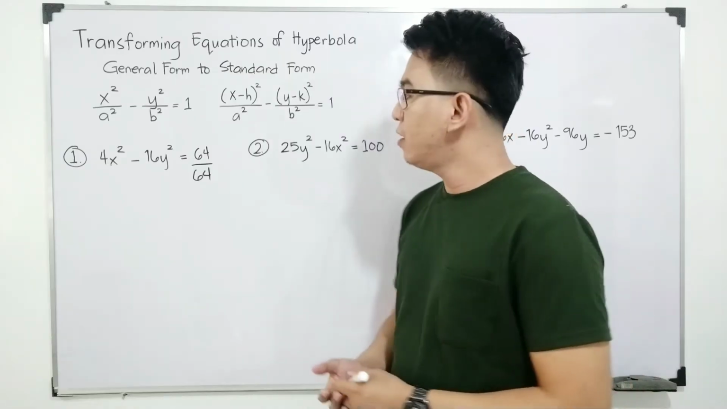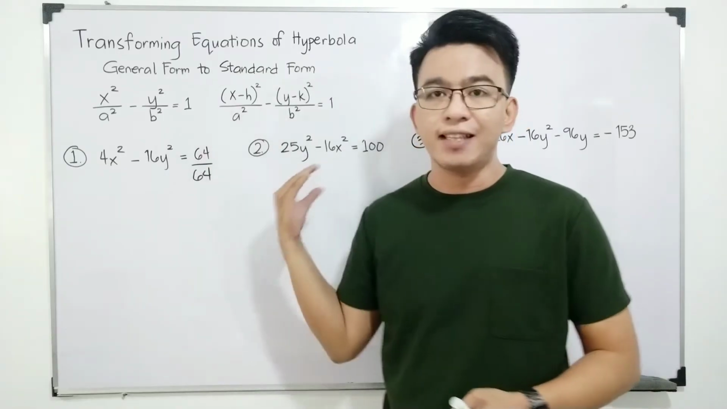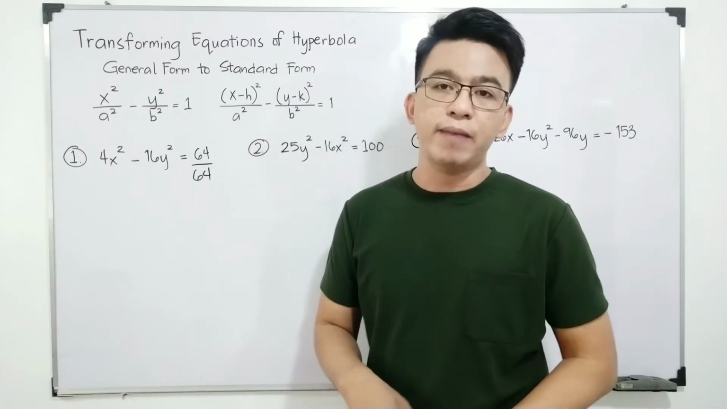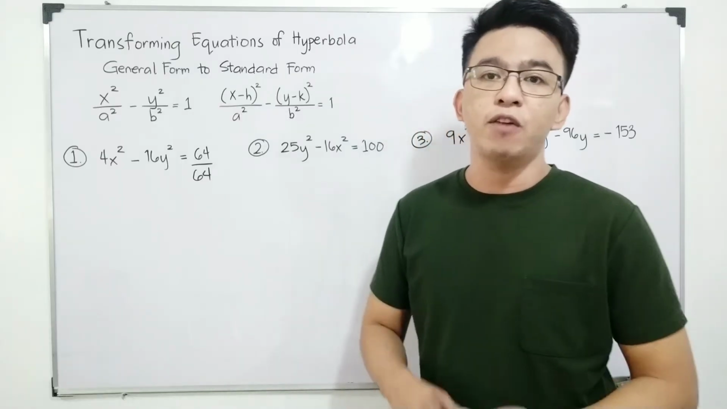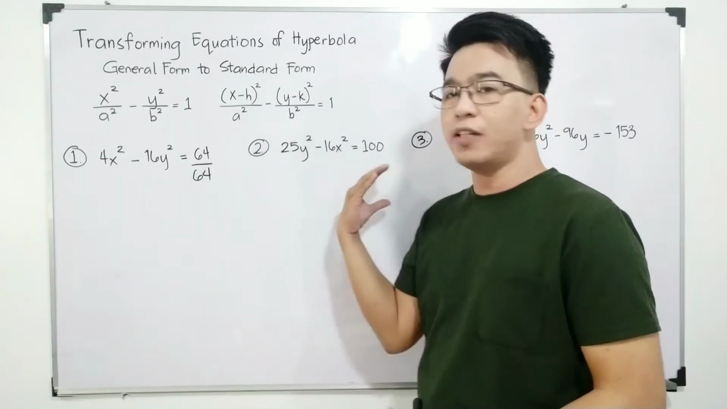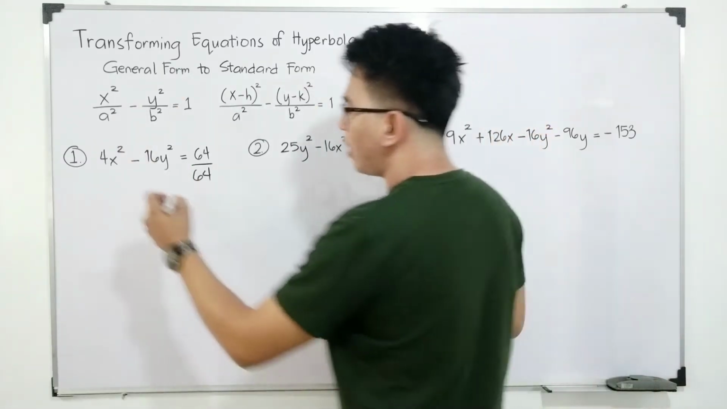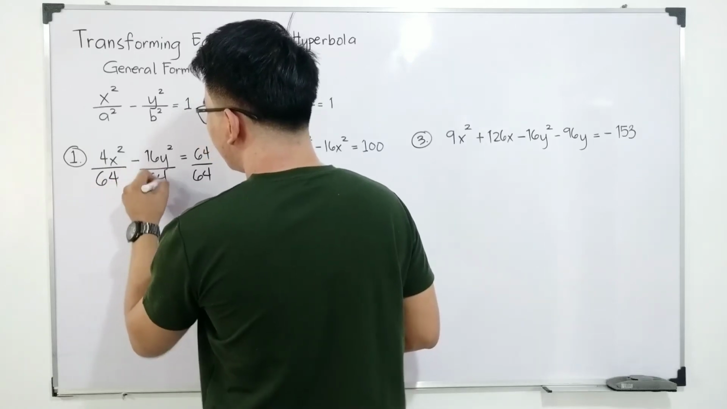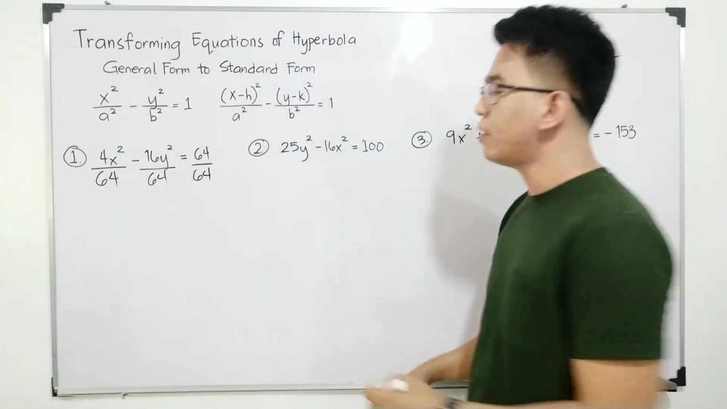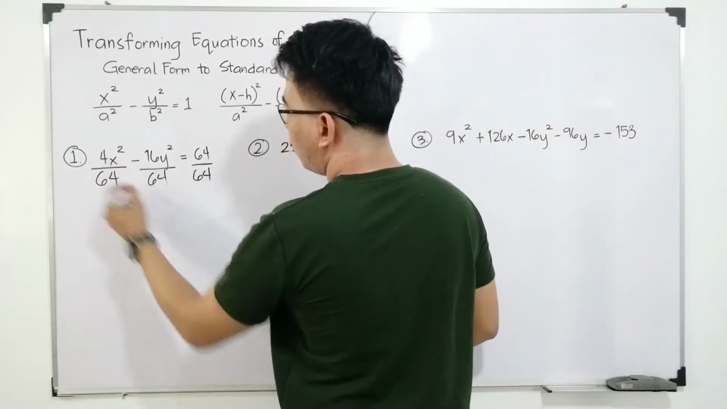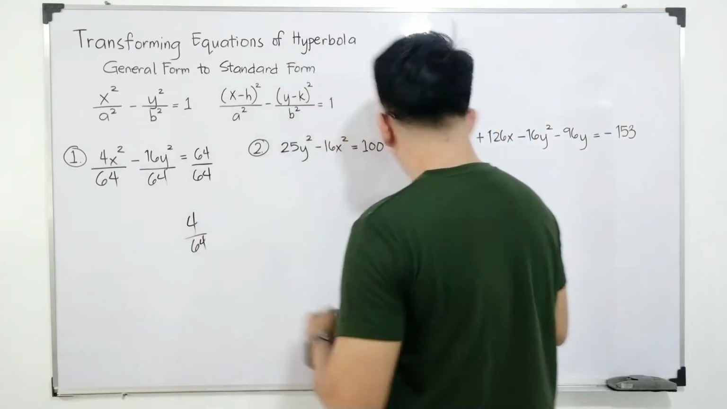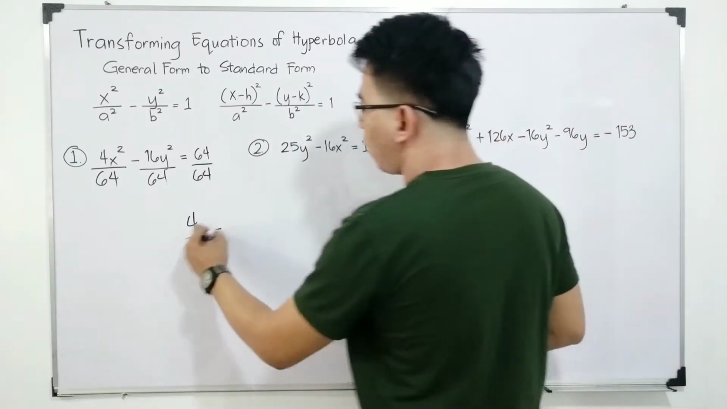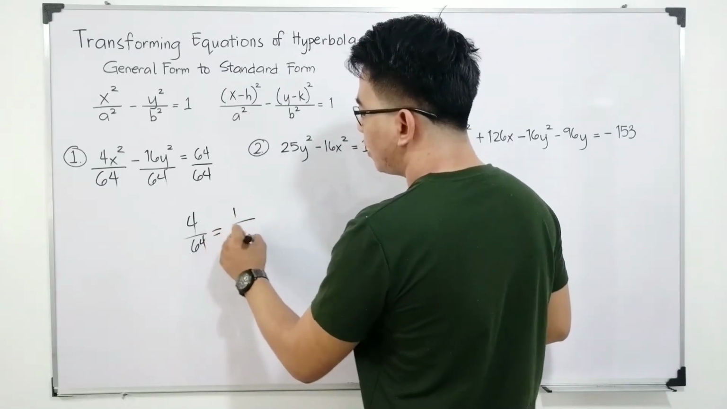Right? But we can't divide only the right side, or only the 64, by 64. We need to divide the whole equation by 64 because we have the property of equality wherein when you do this on one side, you should also do it on the other side. So we will divide the whole equation by 64, 64 and 64. And simplifying, this is our 4 over 64. We know in a fraction, when we simplify 4 over 64, that is equal to 1 over 16.